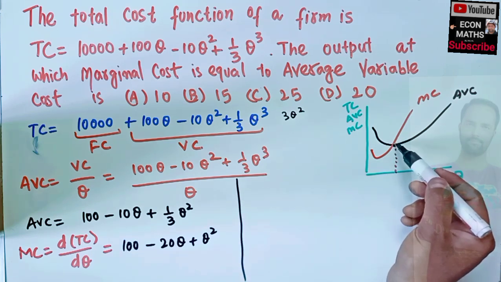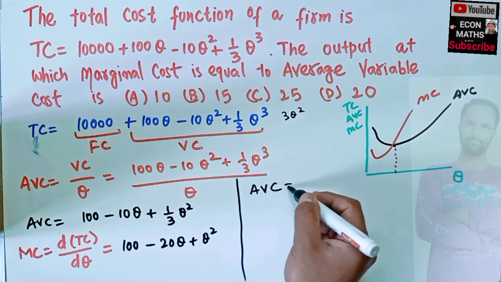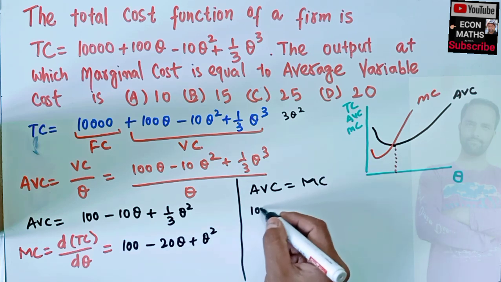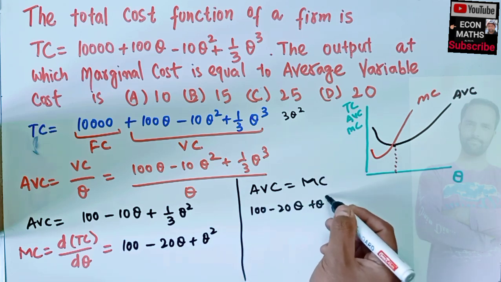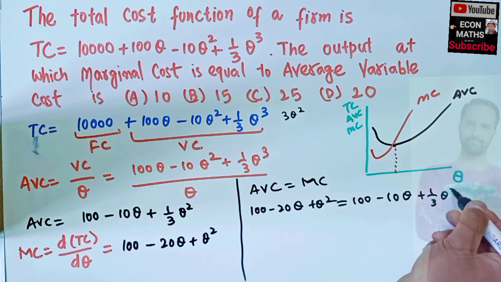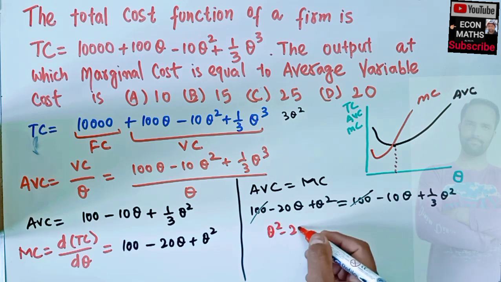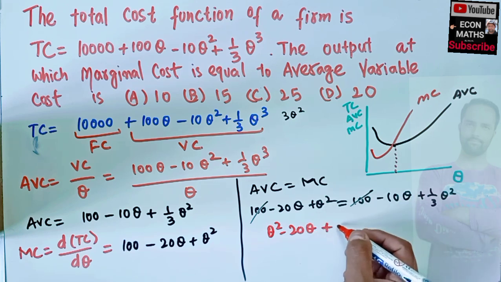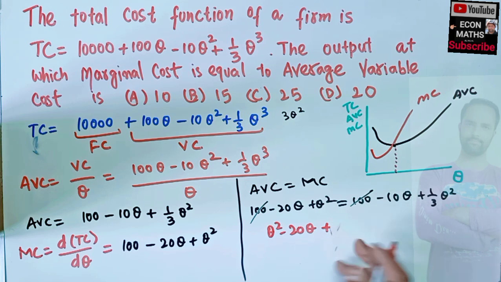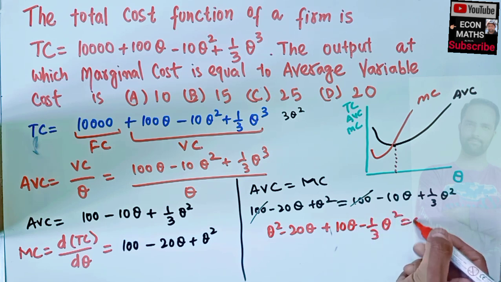Now we need to find the very point where MC and average variable cost are equal. That means we need to equate AVC with MC. MC is 100 - 20Q + Q², which should be equal to AVC, 100 - 10Q + (1/3)Q². The 100 and 100 get cancelled, and we can transpose terms. We have Q² - 20Q, and transposing, it becomes +10Q, then minus (1/3)Q² is equal to 0.